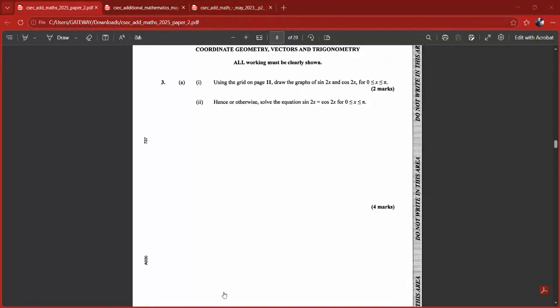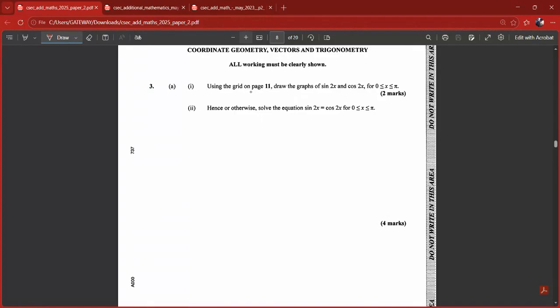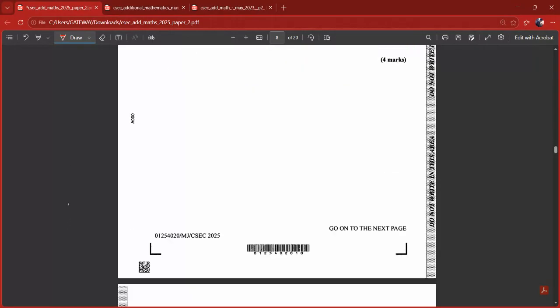Right. So they say, using the grid on page 11, draw the graphs of sine 2x and cosine 2x, where x is greater than or equal to 0 but less than or equal to pi. And you know pi is really 180 degrees. So basically x is greater than or equal to 0 degrees but less than or equal to 180 degrees. Right? So we have to plot sine 2x and cosine 2x on the graph.